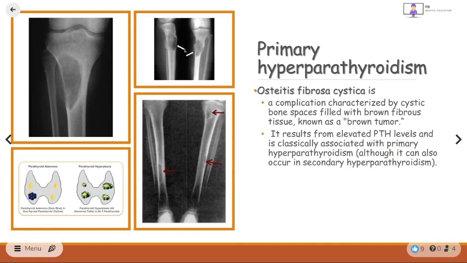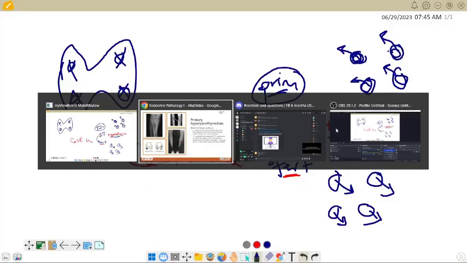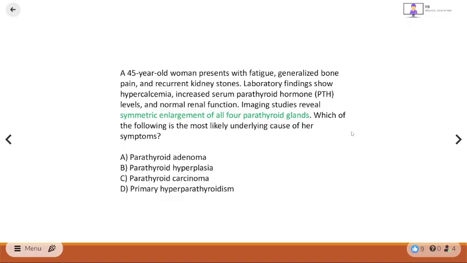It results from elevated PTH levels and is classically associated with primary hyperparathyroidism, although it can also occur in secondary hyperparathyroidism. It results from elevated PTH, right? It doesn't matter, primary, secondary, tertiary, it will still be there, okay? And remember, primary means adenoma or hyperplasia. Remember, adenoma or hyperplasia. Secondary, there is a reason, right?